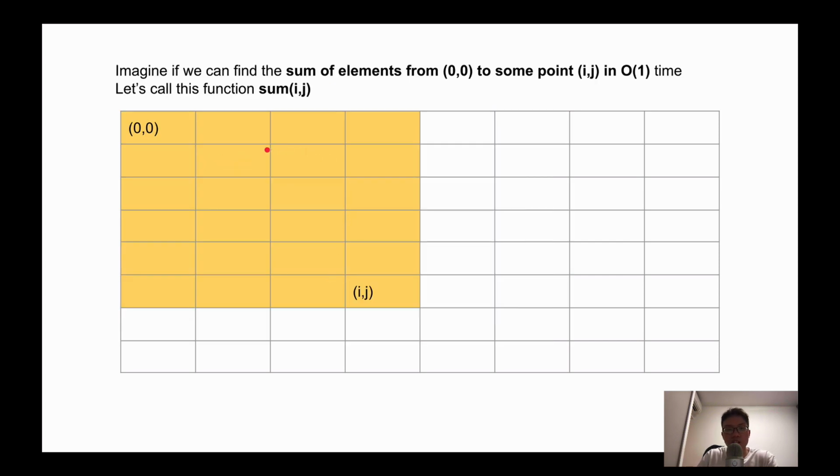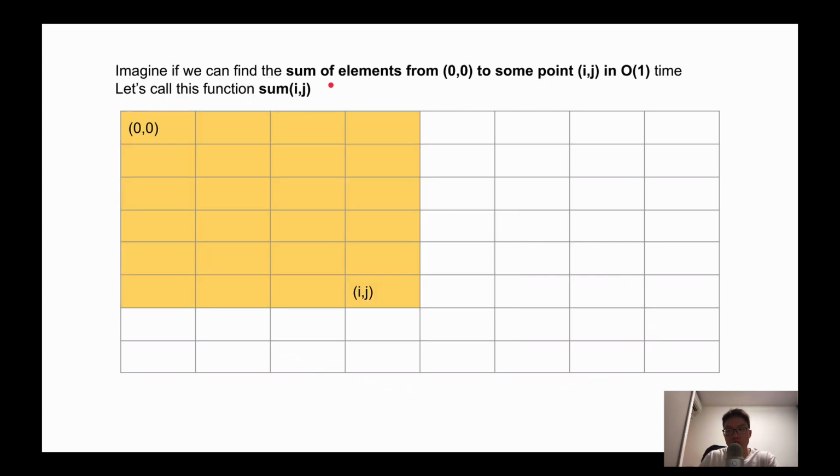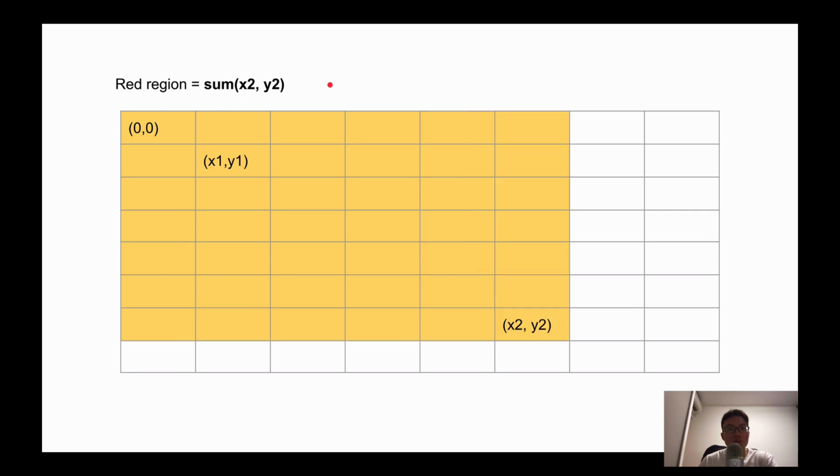Okay, so to actually find this red region that I've been talking about using this sum function, we're going to do a little bit of mathematical equation formulation. So first we'll start with sum x2, y2. Sum x2, y2 actually gives us the sum of the elements of this entire yellow rectangle, which is more than what we need.